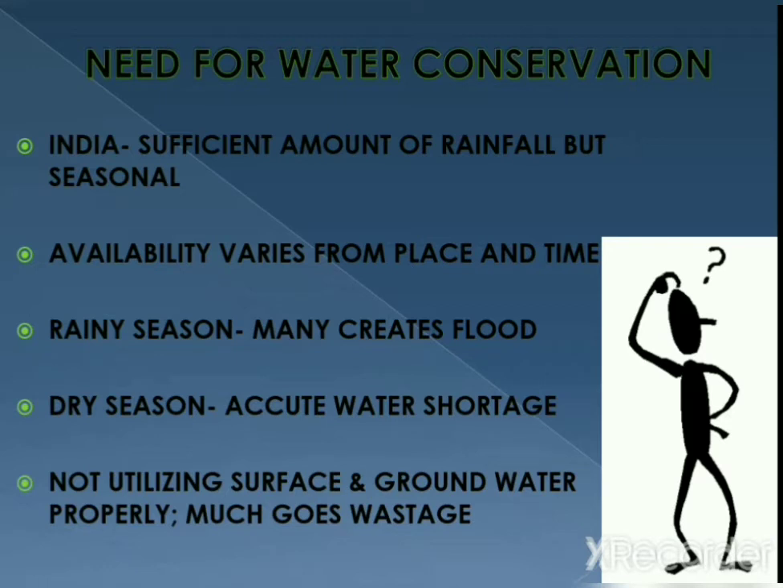Thus, the availability of the water resource varies from place to place as well as from time to time. During the rainy season, we are facing floods. At the same time, in the dry season, we have to face acute water shortage. Thus, the already available surface and groundwater is not utilized properly, and much of it goes as wastage.